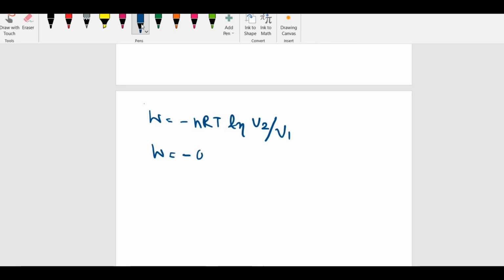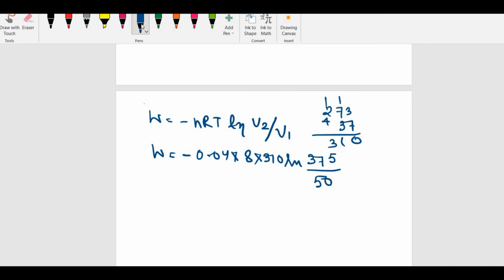So let's just put 0.04. We have to find it in joules, so 8.314 should be the value, but just for the simplicity of calculation, I am taking it as 8 here, and you should do that as well in your competitive exam, since a calculator is not allowed. 37 degrees centigrade, meaning 273 plus 37. How much is it? Now, this part you should always remember: you have to convert it into Kelvin, not use degree centigrade. So the final volume is 375 and the initial volume is 50, right?